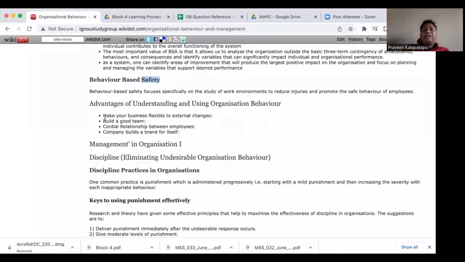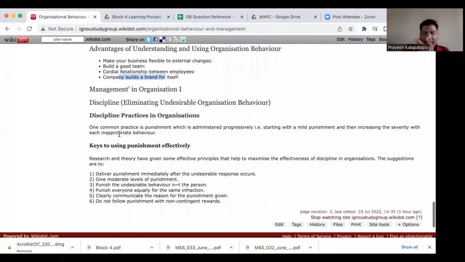Okay, so now the advantages of understanding and using organizational behavior. Never asked, but I think this is very straightforward, right? Make your business flexible for external changes. So you're actually preparing for the worst. You're making a very good team. Ultimately, when people are well behaved towards the goal, you have a very good team, and they have a good relationship among themselves. And the brand of your company will improve. So overall, you are improving the brand by having all good employees. These are some of the advantages.